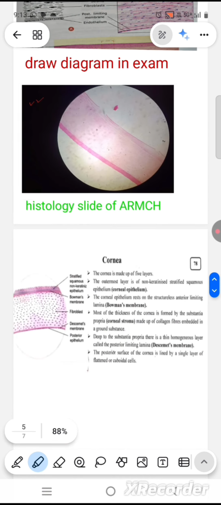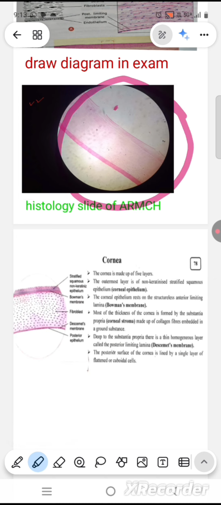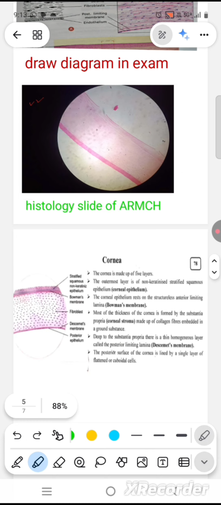Now this is the slide of my college. I am marking here. And again you have to draw the layers. There are 5 layers, to describe very thoroughly. The outer layer is non-keratinized stratified squamous epithelium, also called corneal epithelium. The corneal epithelium rests on the structureless anterior limiting lamina, which we call Bowman's membrane. Very important, you must know.